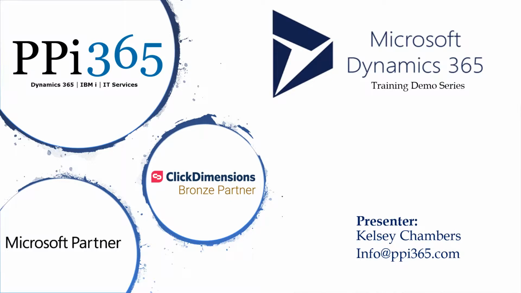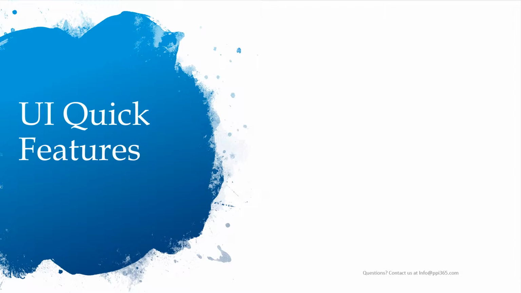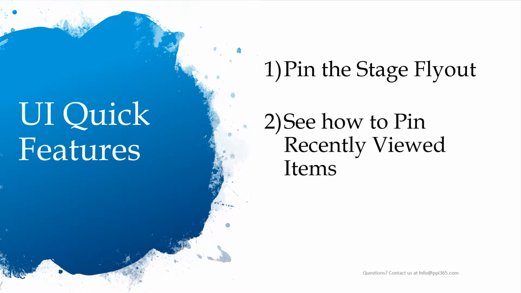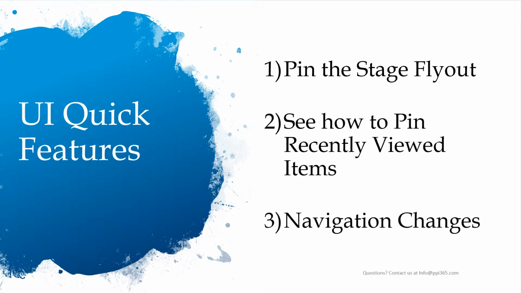My name is Kelsey Chambers, and today we'll be covering some UI quick features. Today I would like to go over some of the new features you will see in the Sales Hub app. The first one is going to be how to pin the stage flyout. Second, we will see how to pin the recently viewed items. And finally, we'll go over some of the new navigation changes that have been updated in the Sales Hub.